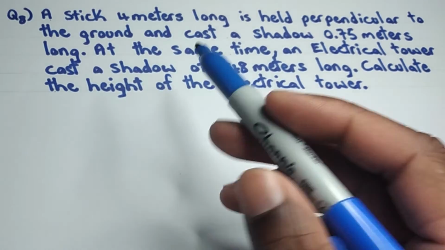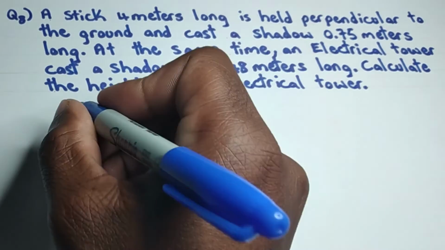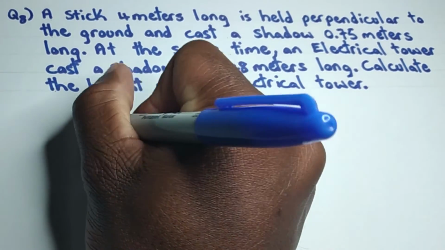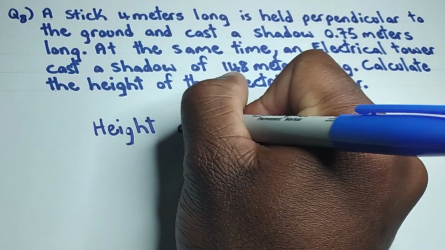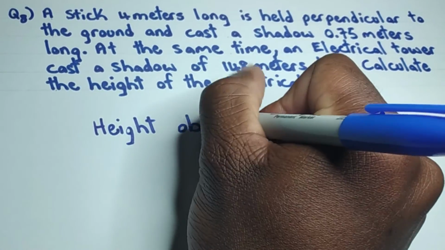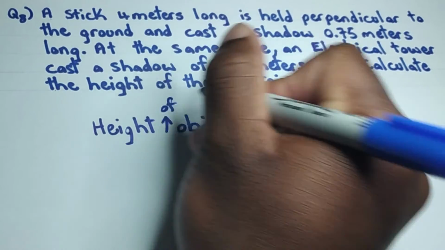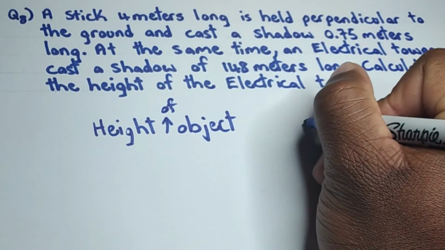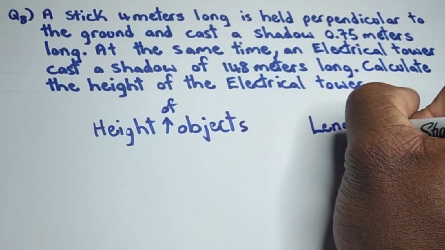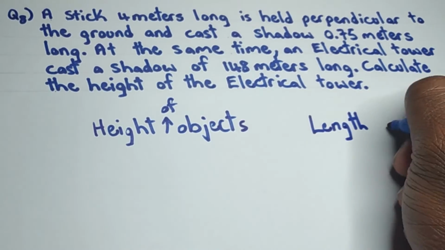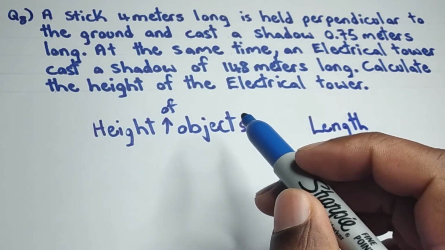As mentioned before, the length of the stick is simply the height of the stick. So we can compare the height of the objects versus the length of the shadow of the objects.